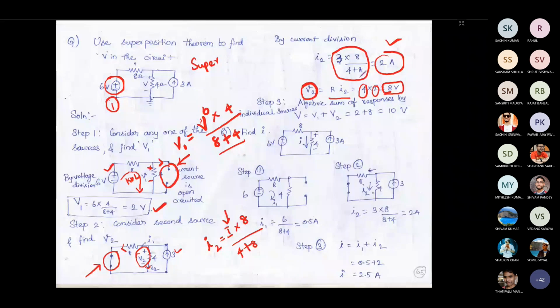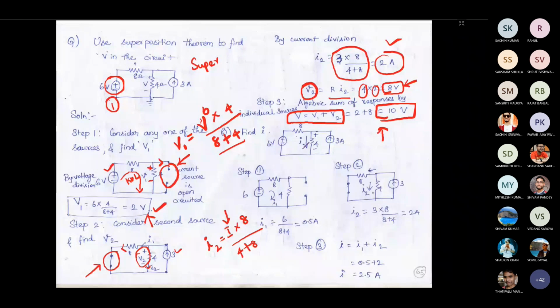So we have found the voltage contribution provided by the individual sources, V1 and V2. This is the voltage contribution by the 6 volt source, and this is the voltage contribution by the 3 ampere source. So the overall voltage across this 4 ohm resistor, V, can be given by V1 plus V2, that is nothing but 2 plus 8, that is 10 volt. What we did is we found the individual contributions, then we obtained the overall contribution. The overall contribution is 10 volt, and it is just the addition of the individual components.